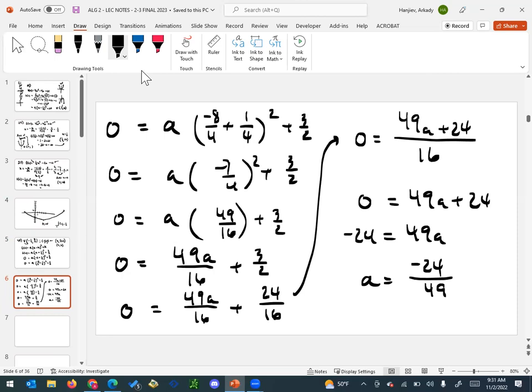Does Bob agree with us or no? Yes, that was right. Negative 24 over 49. You just have to plug it in. So now plug that in for A and you got your answer. What I did was divide 49 over 16 by 24 over 16.